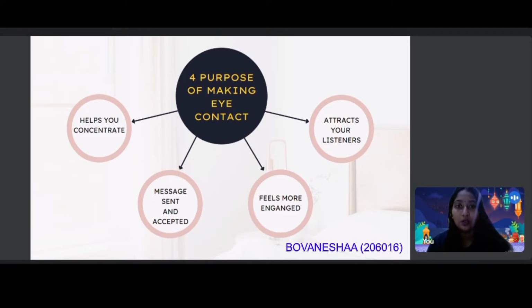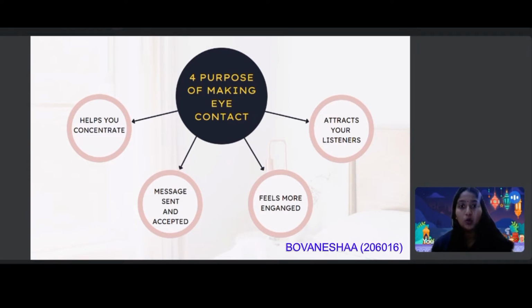I'm here to present about the purpose of making eye contact. So these are the four purposes of making eye contact. The first one is that it helps you concentrate. The second one is that the message sent to someone is also accepted by them. The third one is that you feel more engaged. When you make eye contact, you feel more engaged with the person you are talking to. And the fourth one is that it attracts your listeners. When you are making eye contact with the people you are talking to, it attracts them to listen to what you are saying. So let me elaborate a little bit on this.